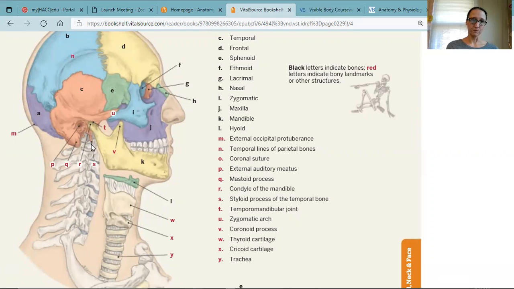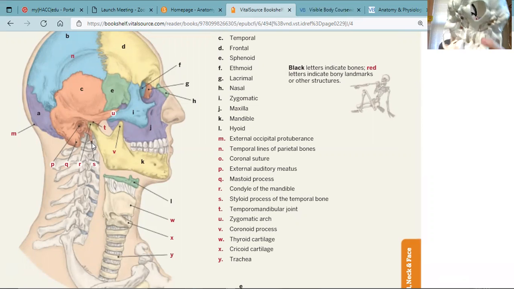This little one right here is the styloid process of the temporal bone. And I'll show you that real quick. It's this one right here. Let me get this a little closer. This right here is the styloid process of the temporal bone.